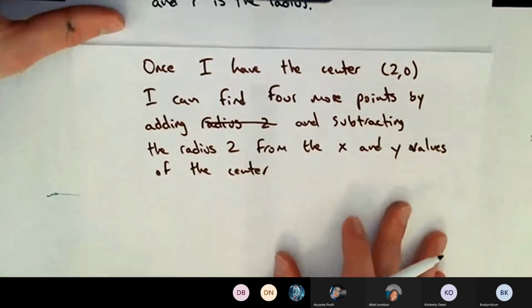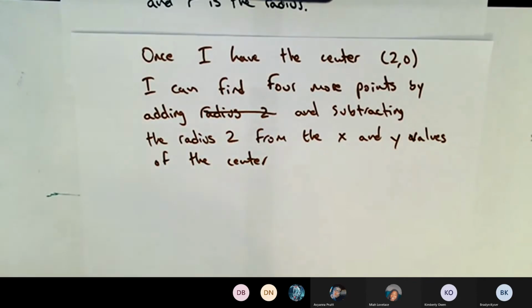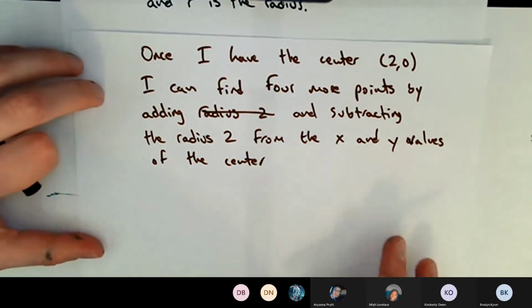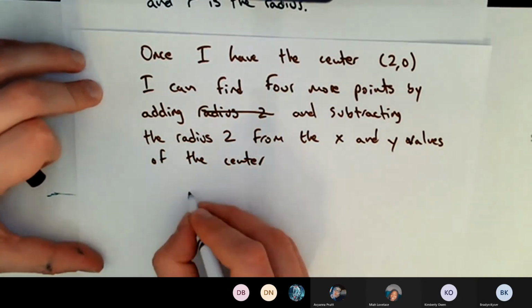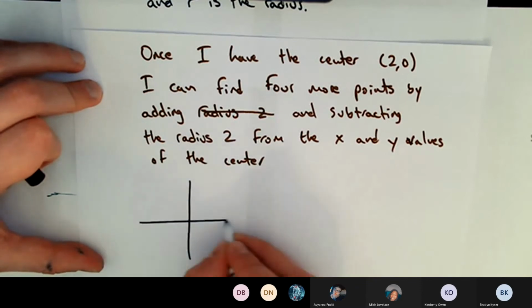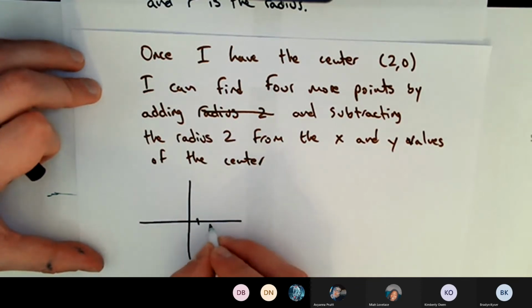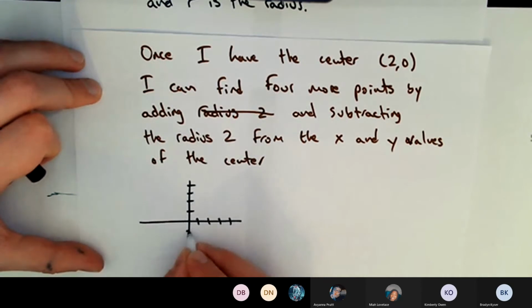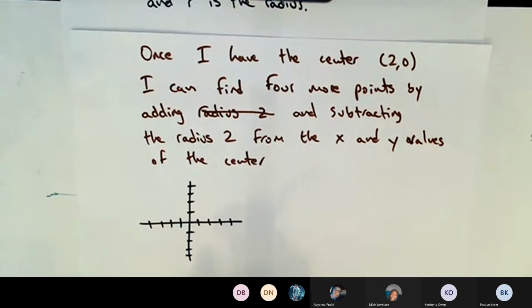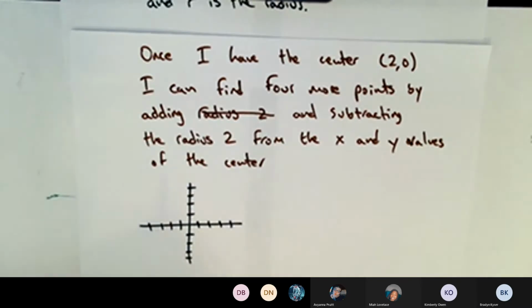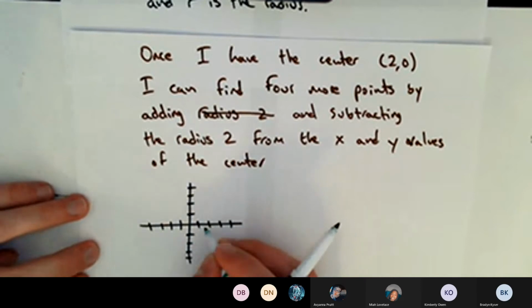All right, so let me redraw my graph. You don't have to redraw yours. You can just keep your work. I'm doing it just so you can see what I'm doing here all on one page. 1, 2, 3, 4. 1, 2, 3, 4. 1, 2, 3, 4. All right, so let's just pretend we are just starting from the center, which is 2, 0.